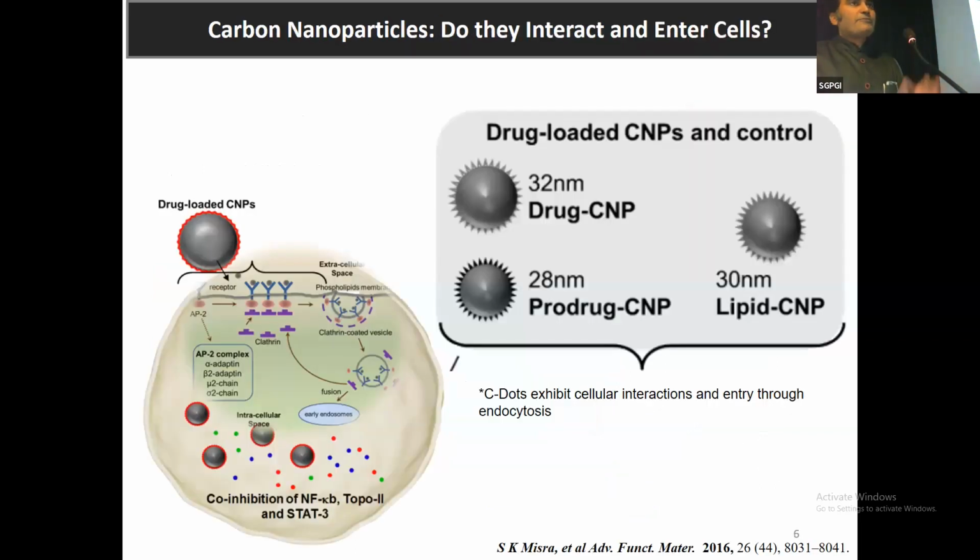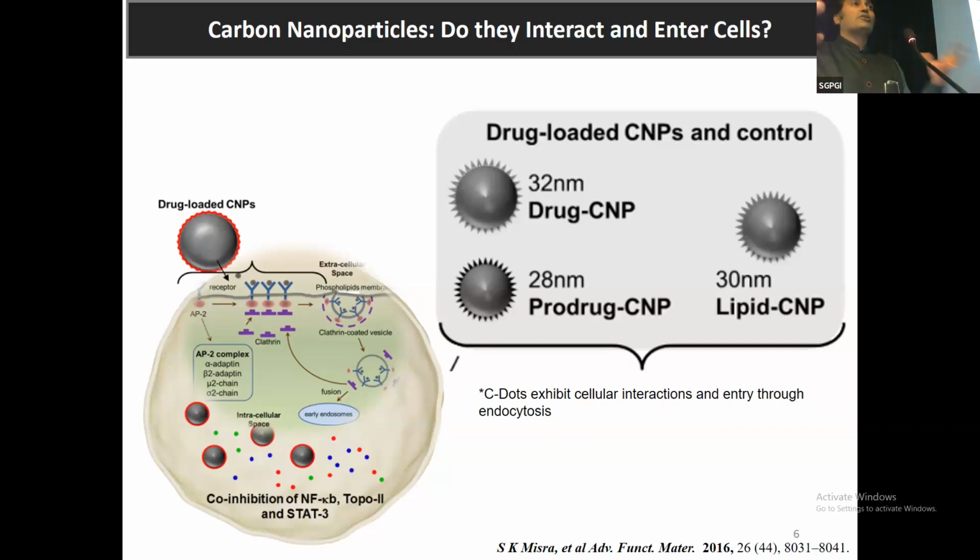That you have to tune according to your requirement. Now, if they have to qualify to be good for biological systems, they need to interact with the cellular system. Do they interact? The answer is yes, they do interact. They enter the cellular compartment and generally they take the endocytotic pathway. That has been proven in one of our studies. We used different kinds of blockers of different entry routes, and we saw which particular pathways it is following.